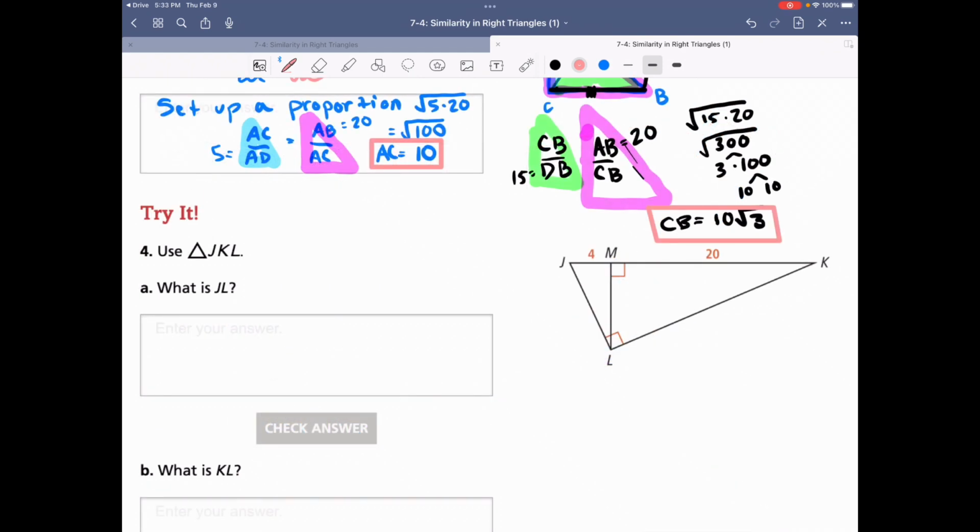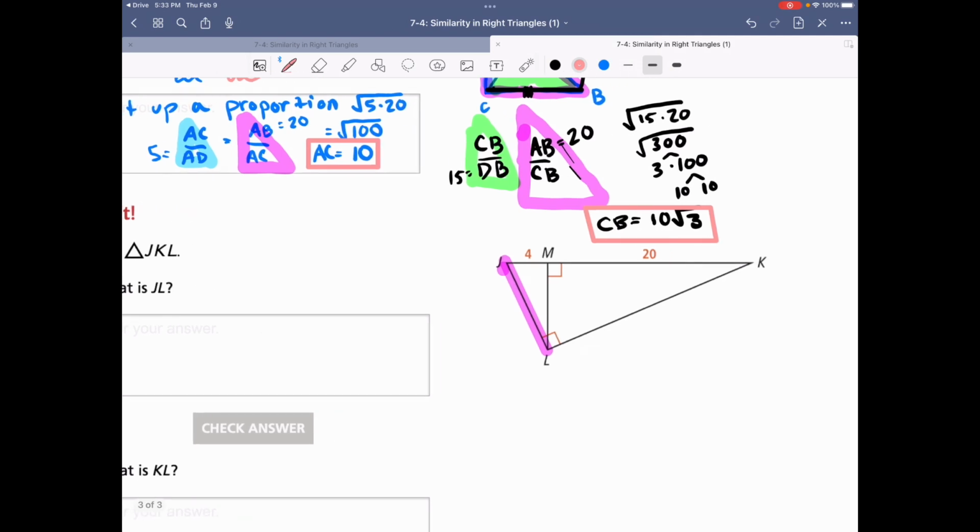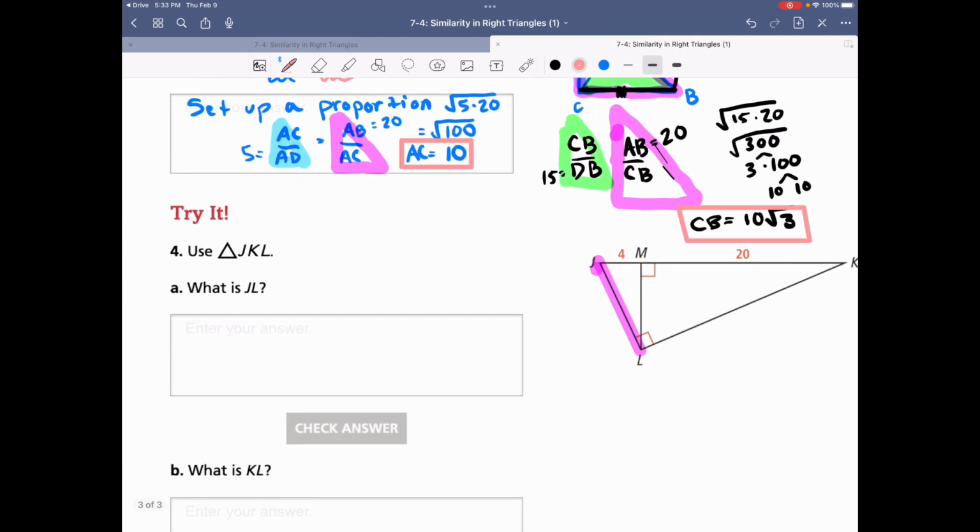Let's try some more problems. We have the triangle JKL, and it's asking what is JL? So we'll just set up a proportion. JL is on the small triangle, and it's the hypotenuse. So we'll set up a proportion like so: JL in the numerator across from JL in the denominator. Of the small triangle, it's the hypotenuse.